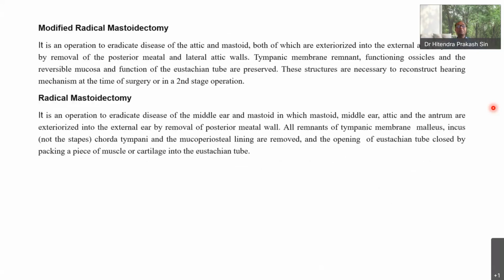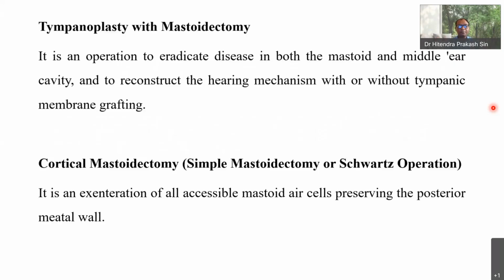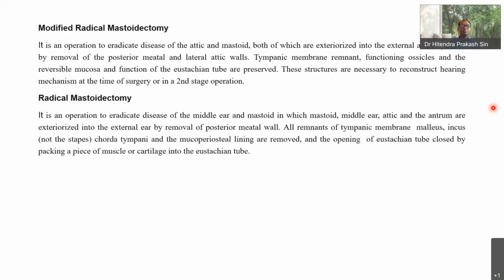Now, what is modified radical mastectomy? Modified radical mastectomy, it's like simple mastectomy, you understand. When we do modified radical mastectomy, we eradicate the disease from the attic and the mastoid, and both of which are exteriorized into the external auditory canal by removing the posterior meatal wall and lateral attic wall. The tympanic membrane remnants, functioning ossicles, and reversible mucosa and functions of eustachian tube are preserved.